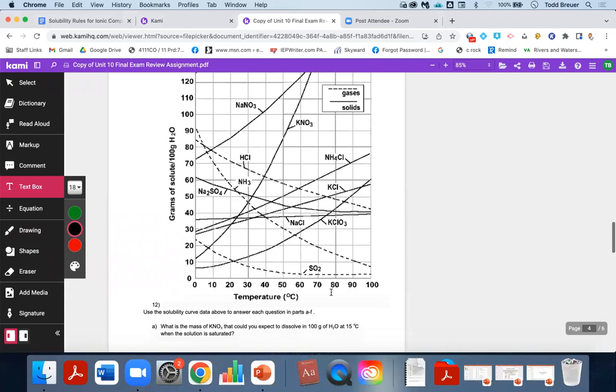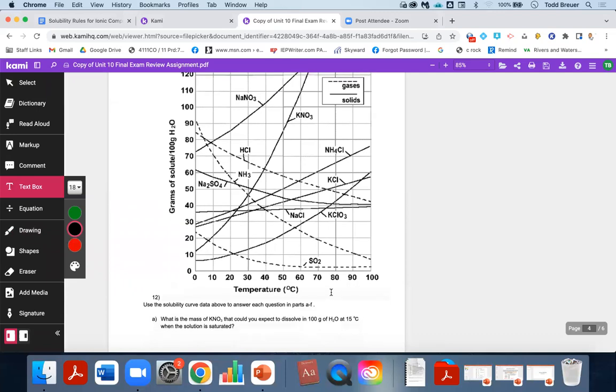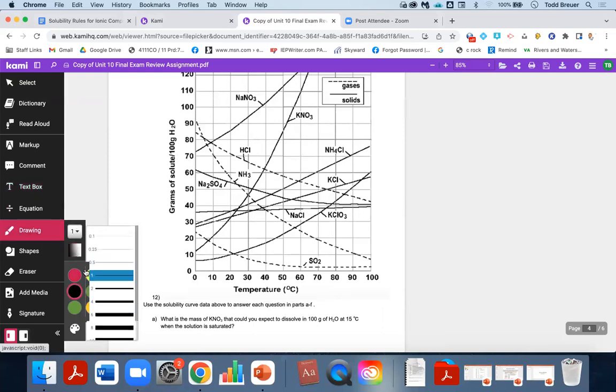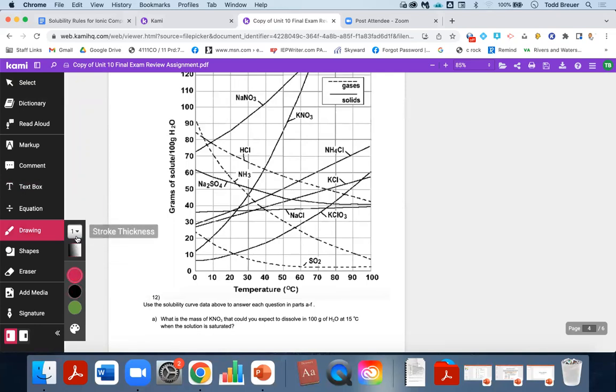So this first context is asking what's the mass of KNO3 that we could dissolve in 100 grams of water, right? The graph gives us the amount that dissolves in 100, right? On the left side, it describes that. So the 100 grams of water doesn't really have anything to do with the problem. So let's get our drawing tool set up to make a nice thick dot of a color that we can actually see.